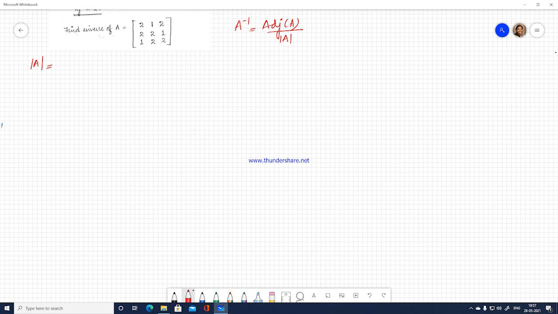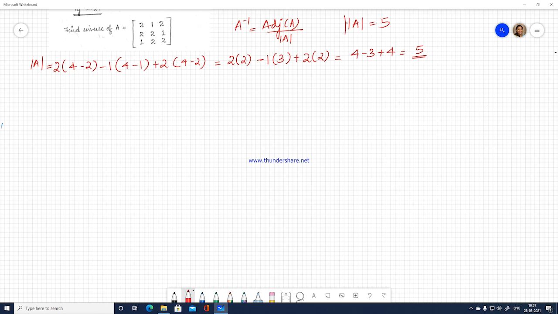So the determinant value will be equal to 2 into 4 minus 2, minus 1 into 4 minus 1, plus 2 into 4 minus 2. So it will be equal to 2 into 2 minus 1 into 3 plus 2 into 2. That is 4 minus 3 plus 4 will give you an answer 5. So determinant of A is equal to 5. Put that in box.